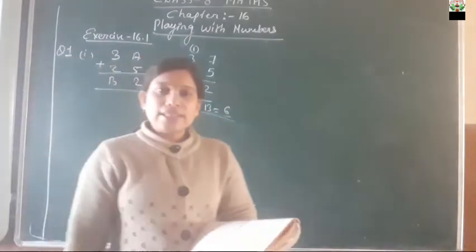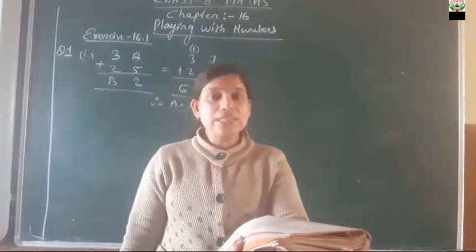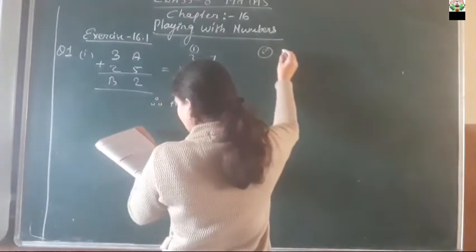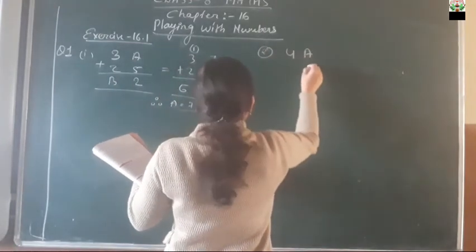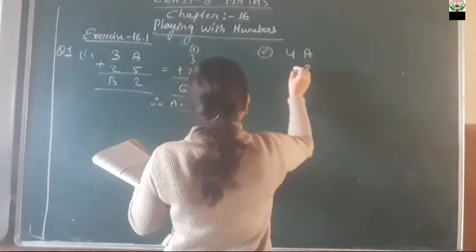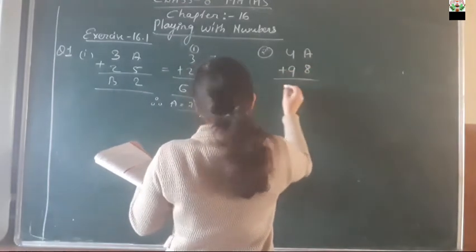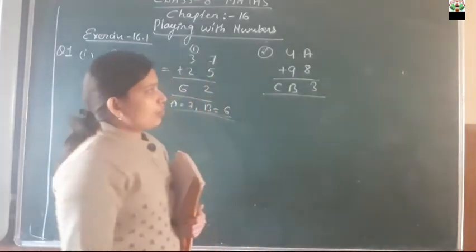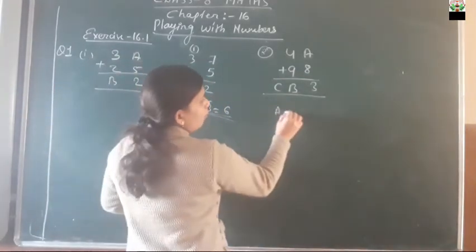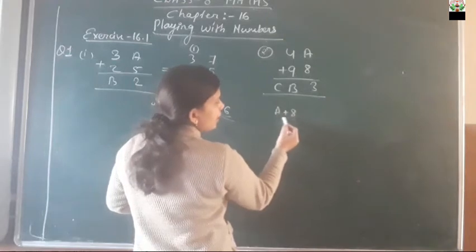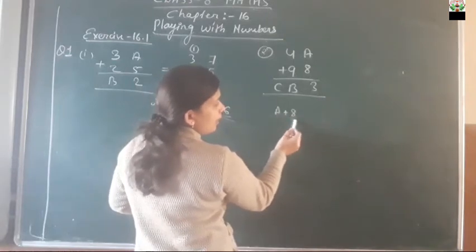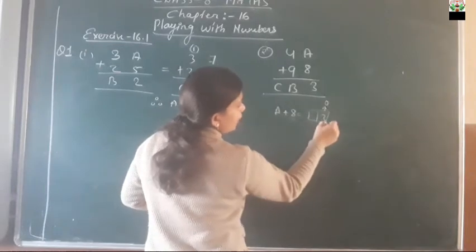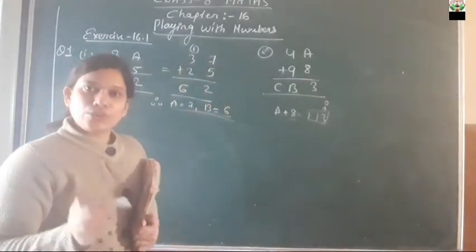In the same way we have to think of the second number. What is the second question we are having? In the second question we are having 4a plus 9a plus CB3. Okay, this is the number. So, with the 8, what should be added? What number should be added with 8 in order to get 3 in one's place value, while in the tens place value any other number can come.